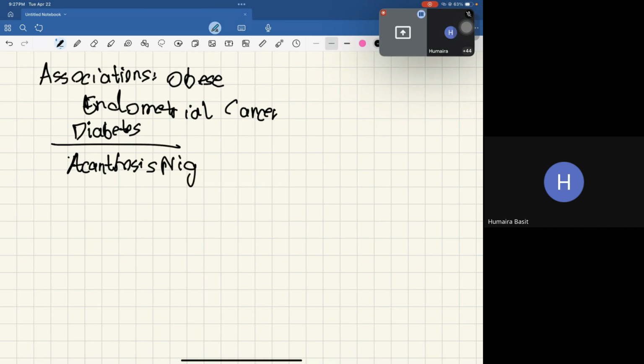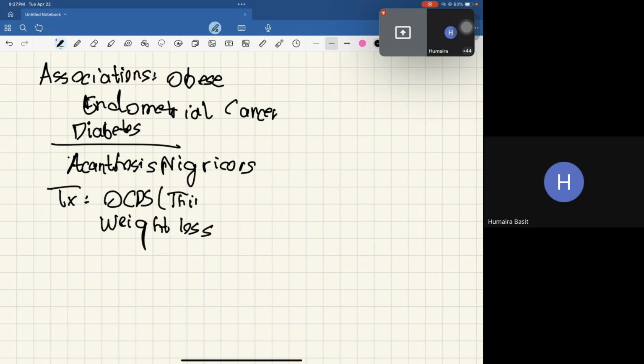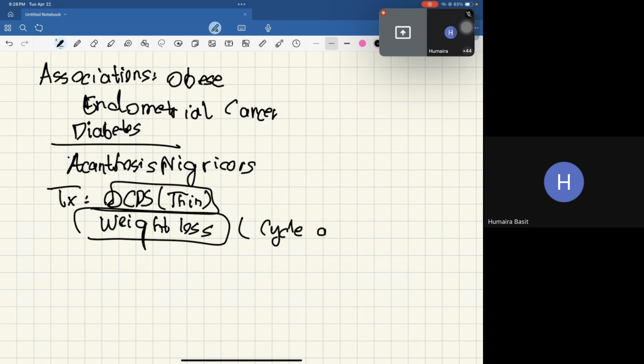What is the treatment for this condition? As far as treatment is concerned, we go with OCPs and weight loss. So what will OCPs do? OCPs will cause the endometrium to thin. So when the endometrium is thin, there will be less chance of endometrial hyperplasia and endometrial carcinoma. With weight loss, we get rid of the root problem and the cycles are regulated. And the third thing is, for ovulation, we'll give this patient clomiphene.